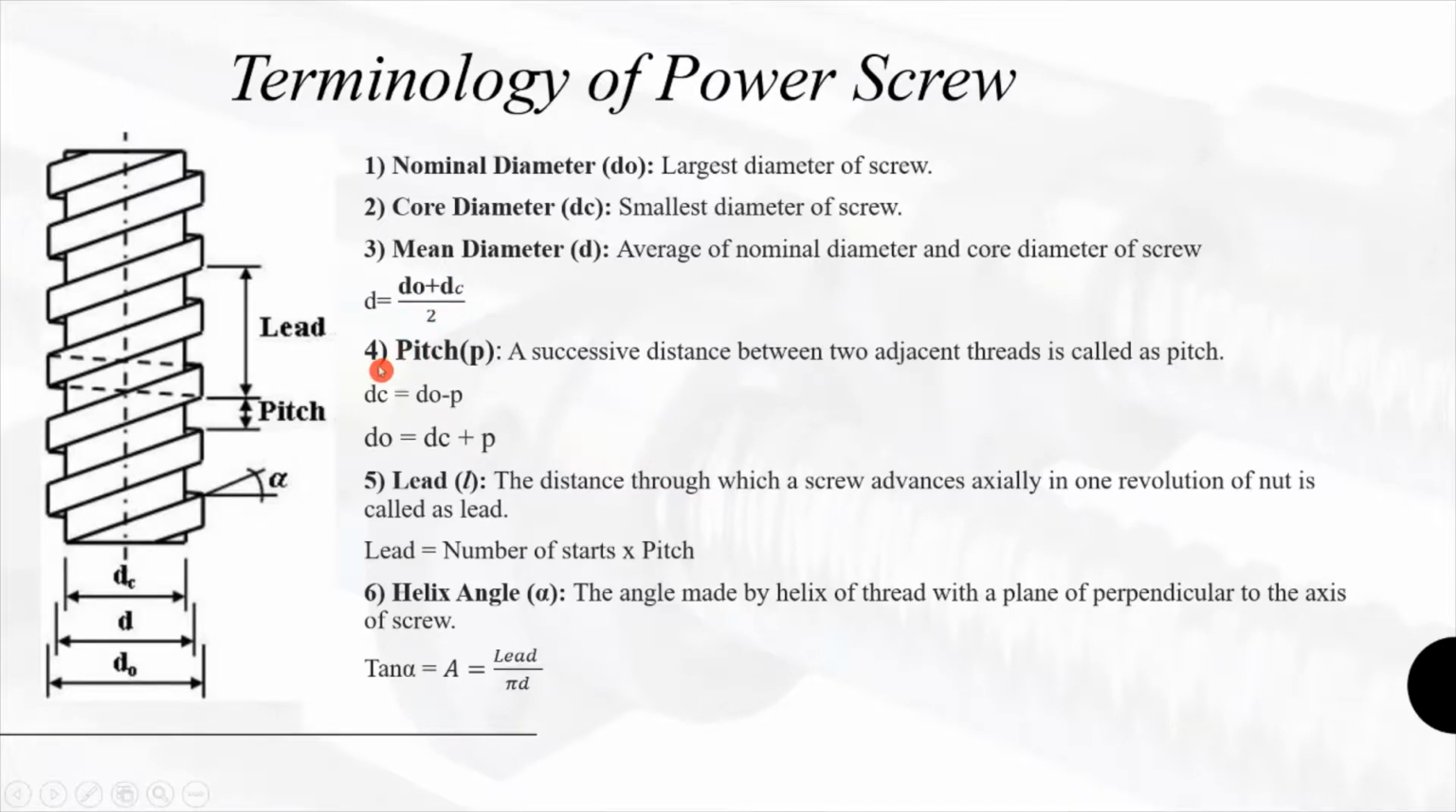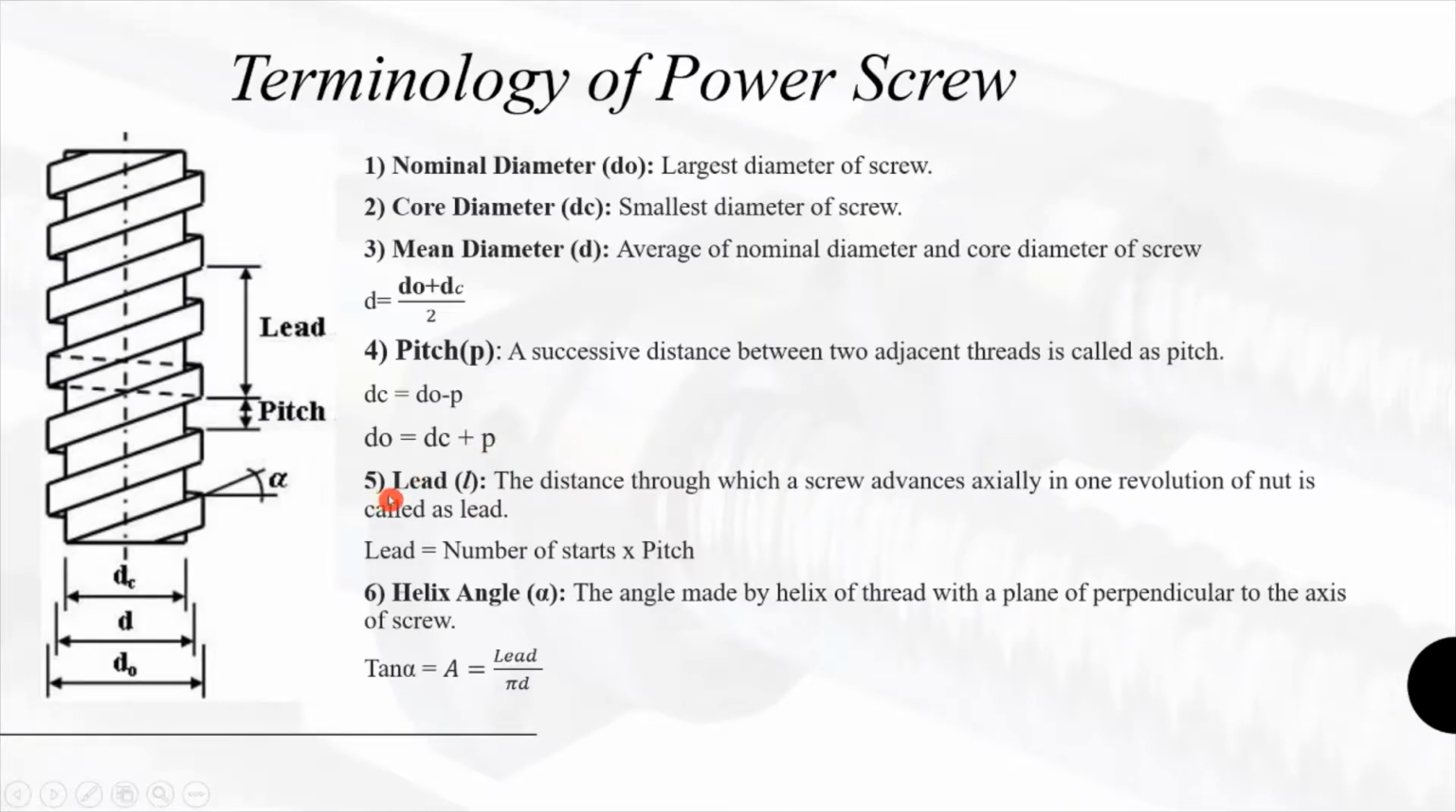The next term is pitch. It is denoted by small p, and it is the successive distance between two adjacent threads. It is calculated as Dc = D0 - p, or D0 = Dc + p. These are the relations between nominal diameter, core diameter and pitch.